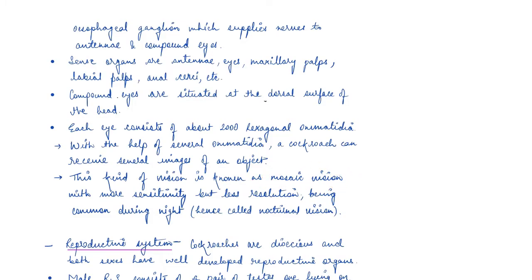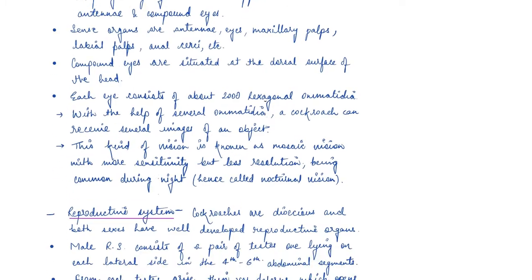This kind of vision is common for animals or organisms which are nocturnal, which are active during night time. So that is why this is also known as nocturnal vision, right? So this is all about the sense organs, guys. Now the last topic that we have to cover is the reproductive system in cockroaches, right?